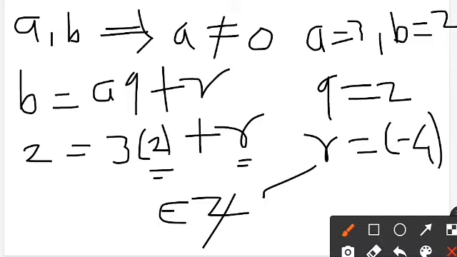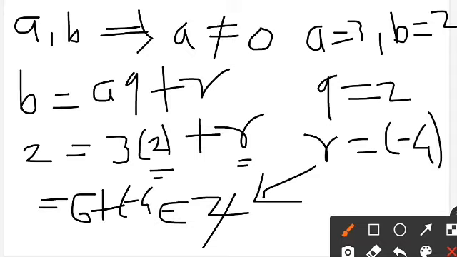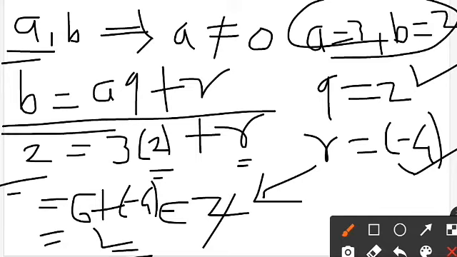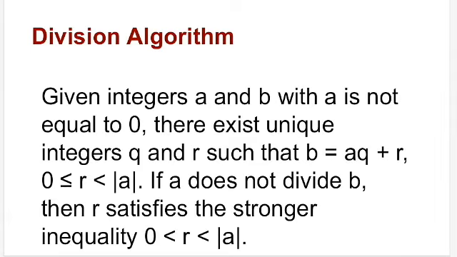As minus 4 belongs to Z, what will we get? We will get 3 into 2 as 6 plus minus 4. Then 6 minus 4 will become 2. Hence 2 is equal to 2. Therefore for A and B as 3 and 2, we find Q and R as 2 and minus 4, so that they follow this equation, B is equal to AQ plus R. And this is the division algorithm. We will be using this division algorithm to prove the next proposition. So let's go to the proposition.